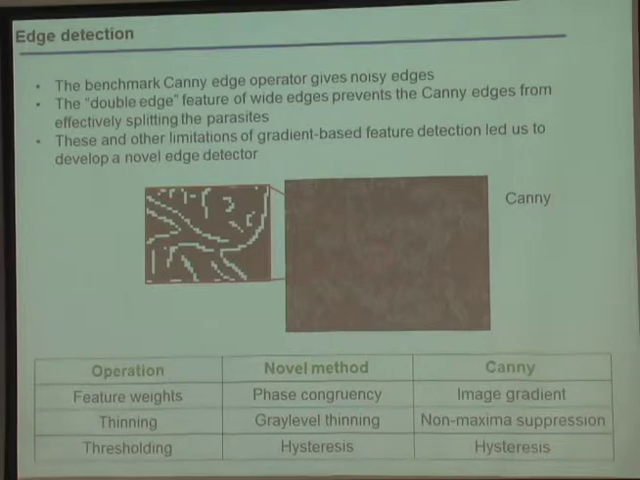Okay, so what we did was we developed a new method where the key steps of the Canny edge detection are thought of a little differently. Instead of using the image gradient for edge detection, we use the idea of phase congruence, and I'll talk about it momentarily. Then, instead of non-maxima suppression, we do something called gray level thinning, and then finally, we use hysteresis as in the Canny edge detector to find the edges.